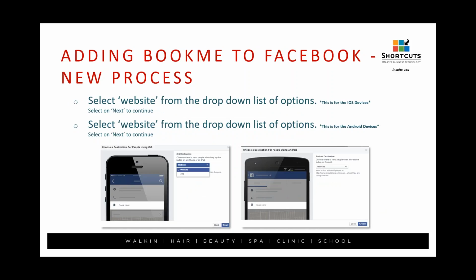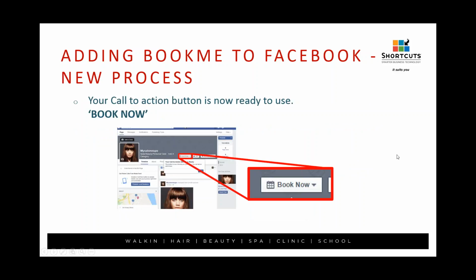Okay, once we do this, we have to go ahead and choose. You can see select website from the drop-down list for iOS users, and then the other option, select website in the drop-down list for Android users as well. Again, you guys, it's going to step you through this step by step to help you through the process. Okay, once you do that and get through, you've added the URL, then you have the Book Now button right up at the top, and it's ready to use.